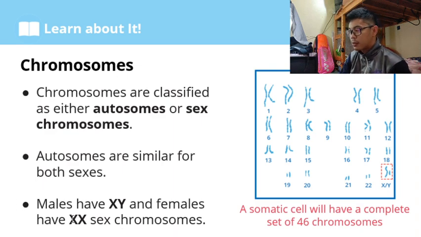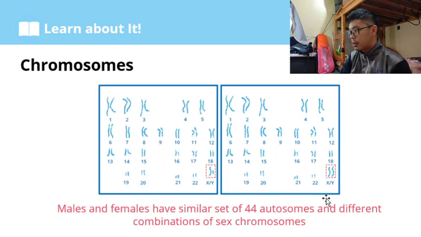Now, for females, we have XX. So you get to see the difference between those two here. Males and females have similar sets of 44 autosomes, or the 22 pairs, because you divide your 44 into 2 and get 22 pairs, and the rest is your sex chromosome. Again, for females, we have XX, for males, we have XY.